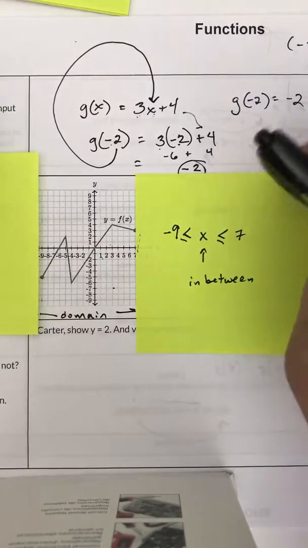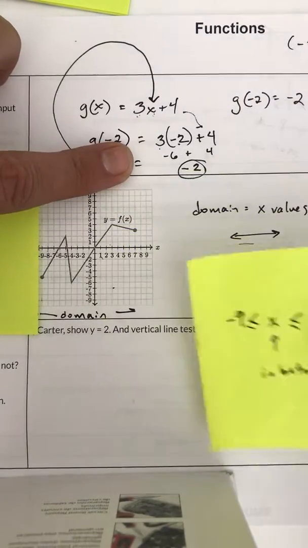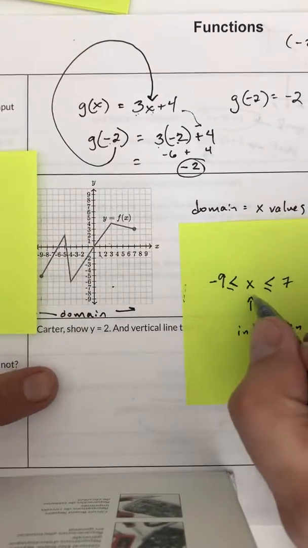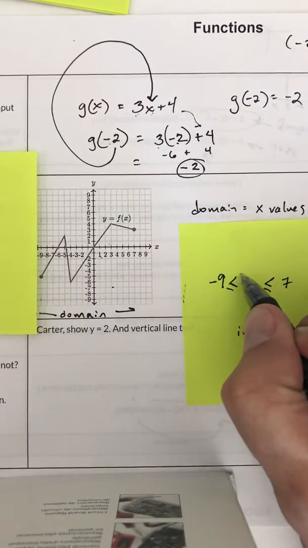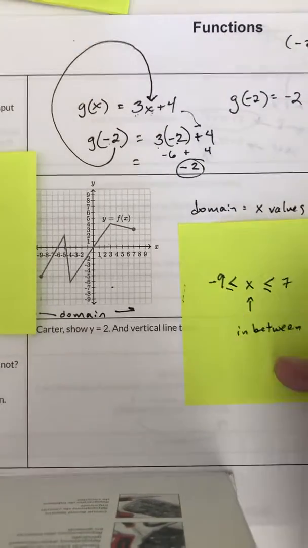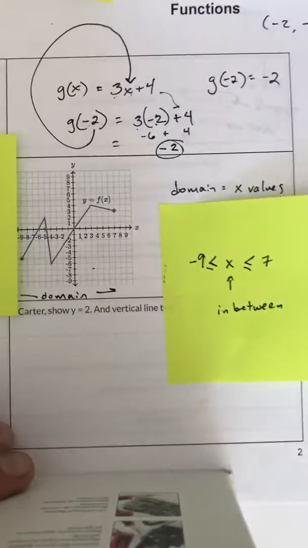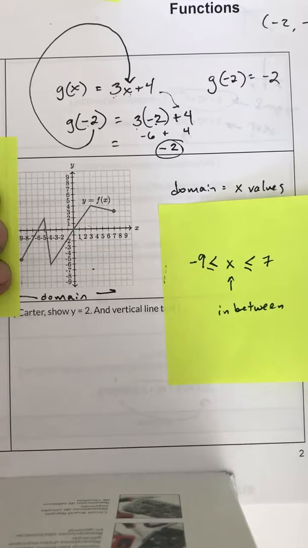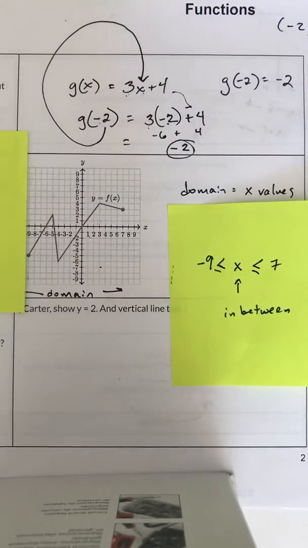So what we could say for this problem is that the domain is negative 9 less than or equal to x less than or equal to 7. That's our domain of this function because it's in between both of those. Okay? Now let's do the range, but let's do that with a different color.